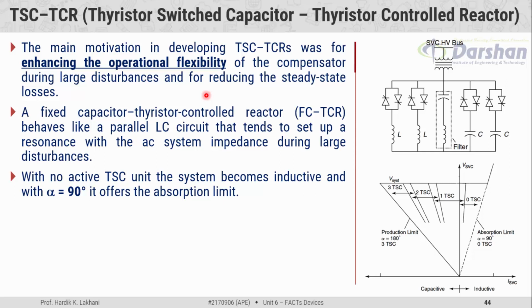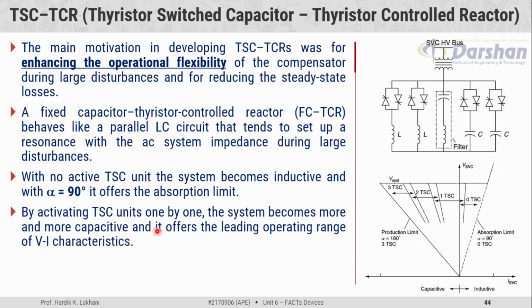So with the diagram and the VI characteristic, let me explain this point. When alpha is equal to 90 degrees, none of the TAC units is active in the system. And for alpha equal to 90 degrees, this anti-parallel connected thyristor behaves as a short circuit element. So only the inductive portion is present in the system, and the maximum amount of reactive power is absorbed by this branch. The limit corresponding to alpha equal to 90 degrees, when zero TAC is conducting, is known as the absorption limit.